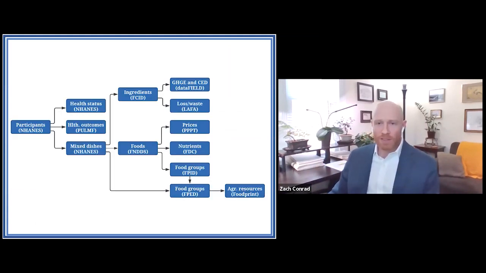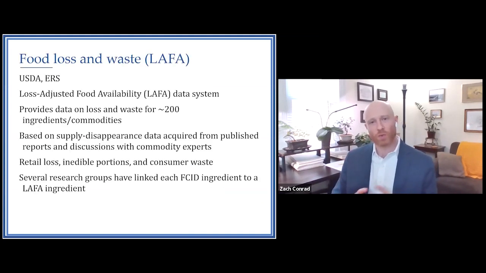Now, the only thing that's left to do is to estimate loss and waste. So we do this through the loss adjusted food availability data system, which was created by the Economic Research Service at USDA. And this is providing data on the amount of each individual, I think it's helpful to call them ingredients, but they will often refer to them as commodities, for each of the ingredients in this database. So there's approximately 200 of them.